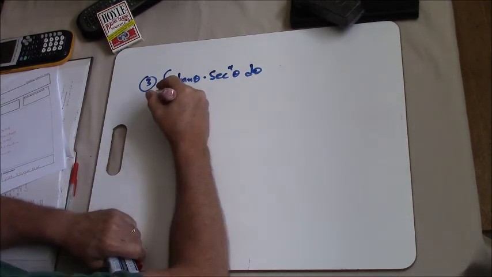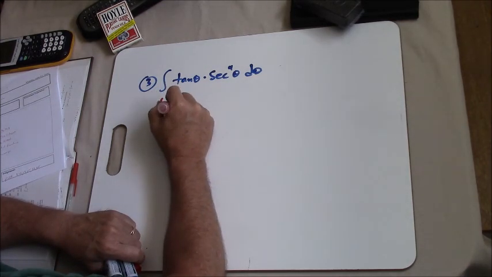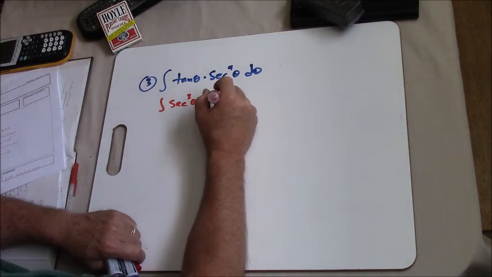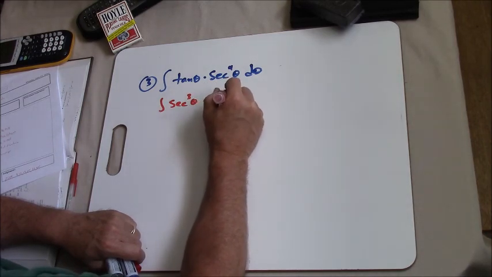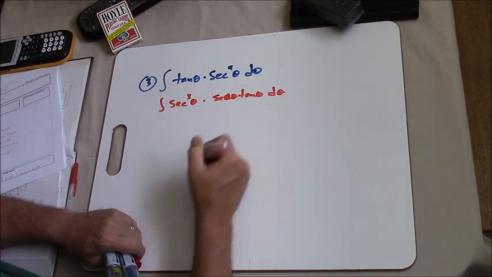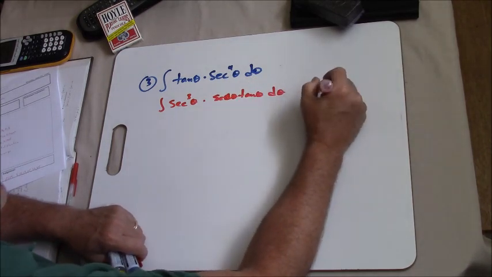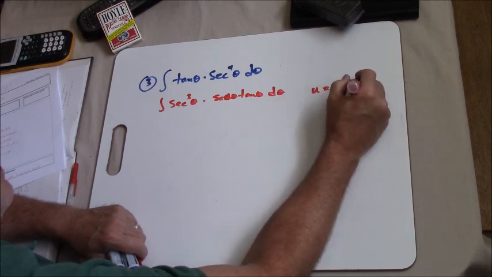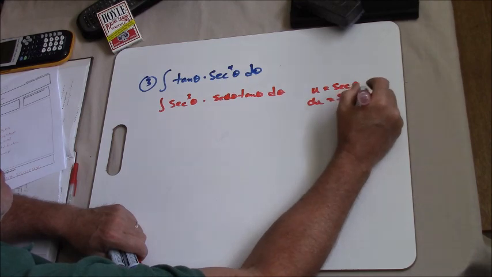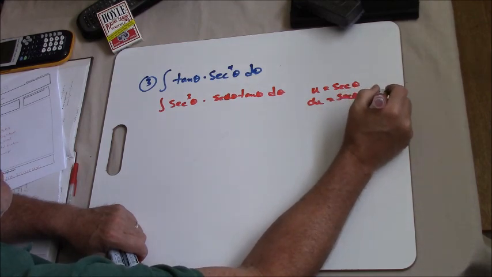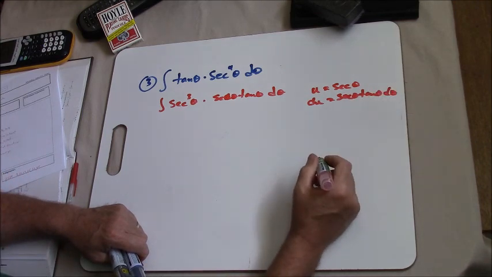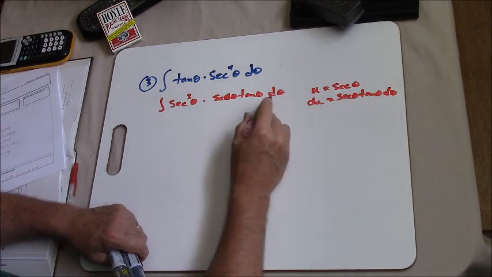So I think what I'm going to do is call this the integral of secant to the third of theta times secant theta tangent theta d theta. And if I let u equal secant theta, then du is secant theta tangent theta times the derivative of the angle, which is 1, and I just took the derivative of theta. So you've got to see that whole thing right here.